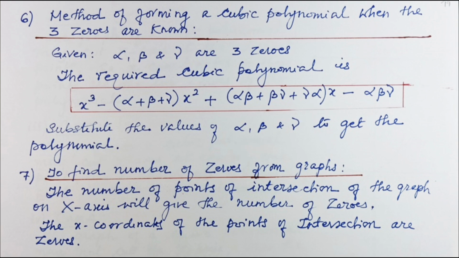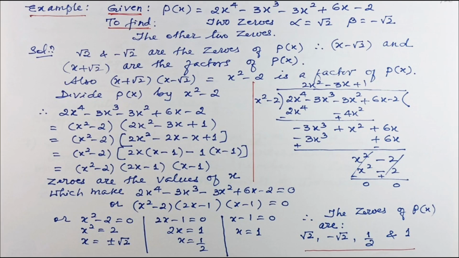polynomial. Now the next important discussion is to find the number of zeros from graphs. The number of points of intersection of the graph on x-axis will give the number of zeros. But just to find out the number of zeros by the graph, just check where the graph of the given polynomial cuts the axis, in how many points it cuts. Then the number of points of intersection of the graph will be the number of zeros of the given polynomial. The x coordinates of the points of intersection are the zeros. Now here we have an example.